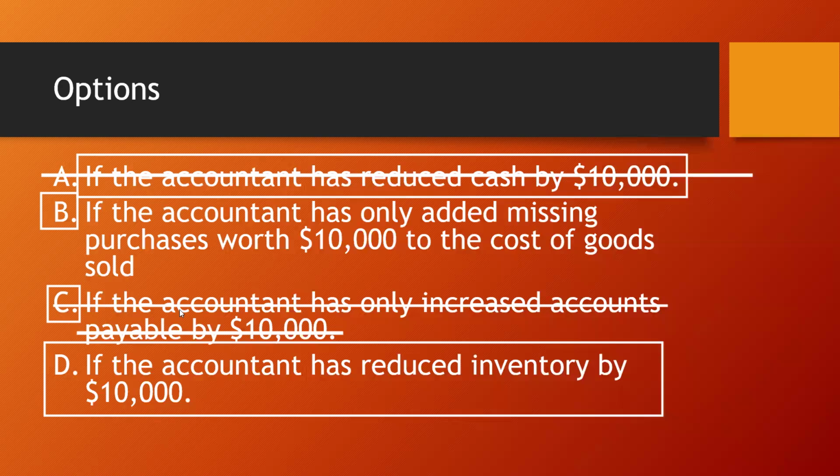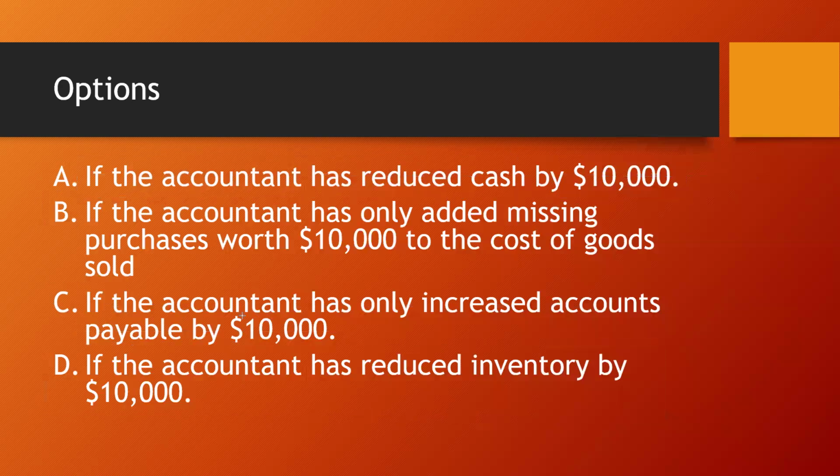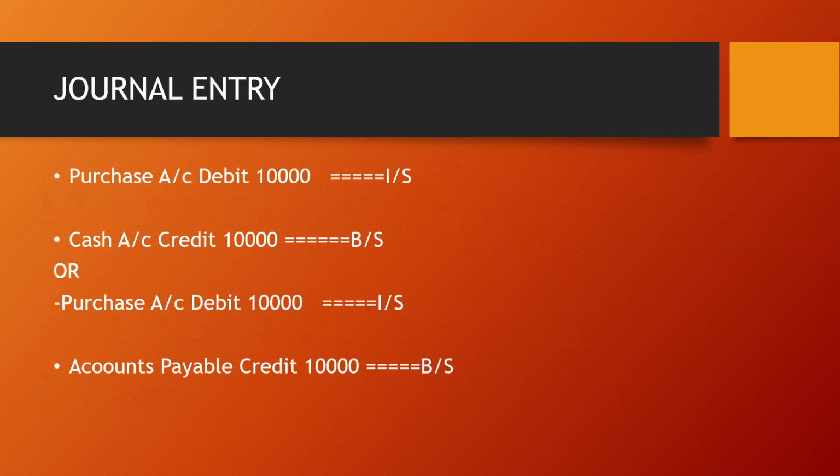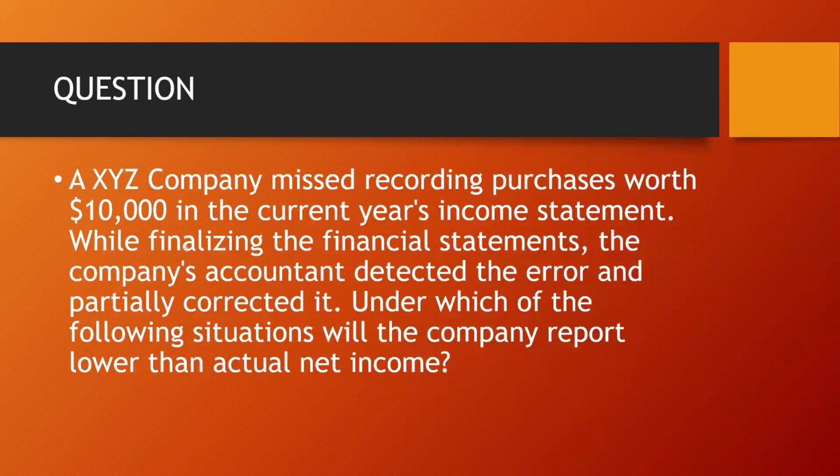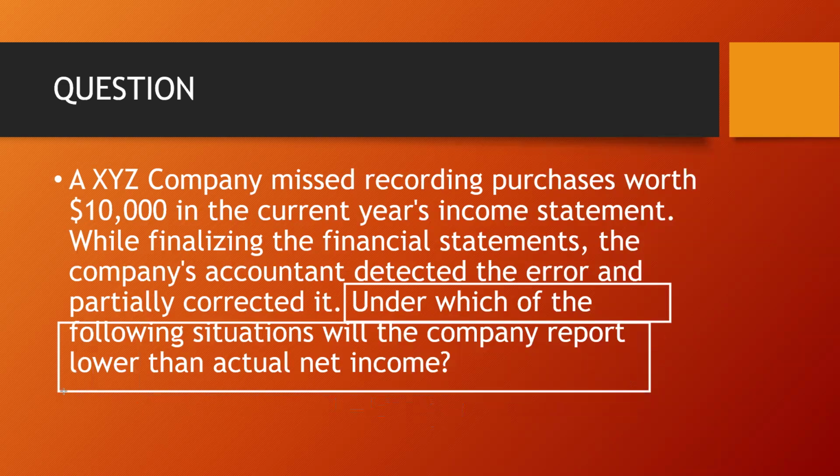So I hope you understand why A and C are eliminated. A and C are not the answer. So it might be B or D, because A is a balance sheet item. C is also a balance sheet item. The question is: under which of the following situations will the company report lower than the actual net income? So net income, there might be some $100,000. Maybe due to the adjustment we might get like $75,000 or $85,000, whatever the case may be. If it's less than the net income, then that's our option.